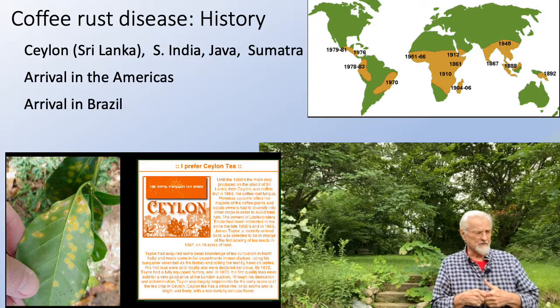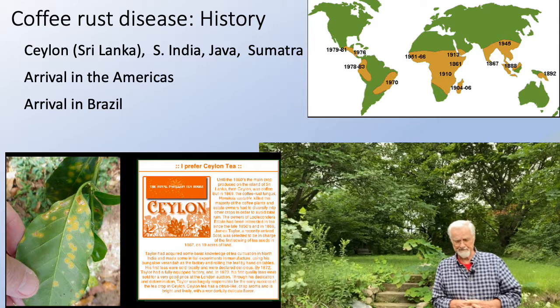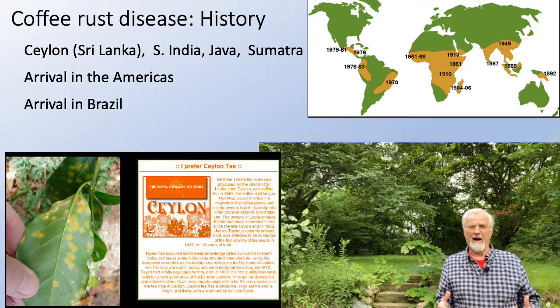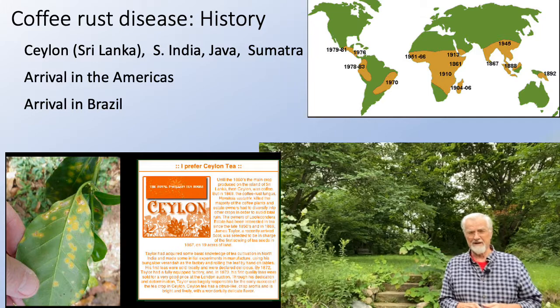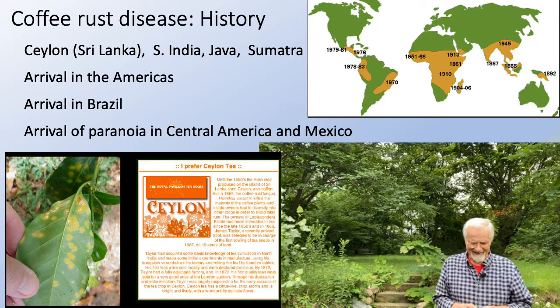I was living for a couple of years during that time in Nicaragua, and I do remember that the coffee farmers basically were completely paranoid about what was going to happen. I guess justifiably so, because they all knew what did happen in South Asia. So we did see the arrival of paranoia in Central America at the time just after it arrived in Brazil.